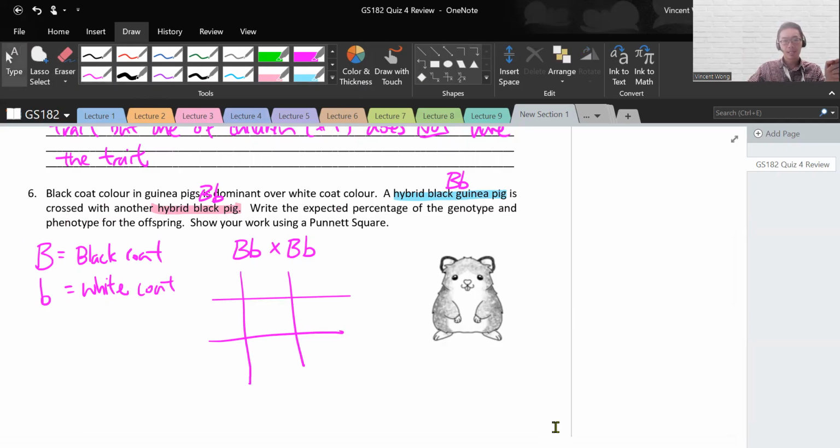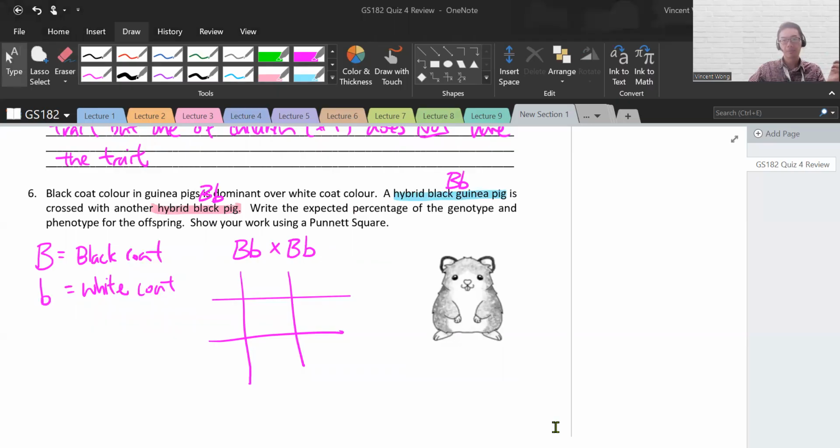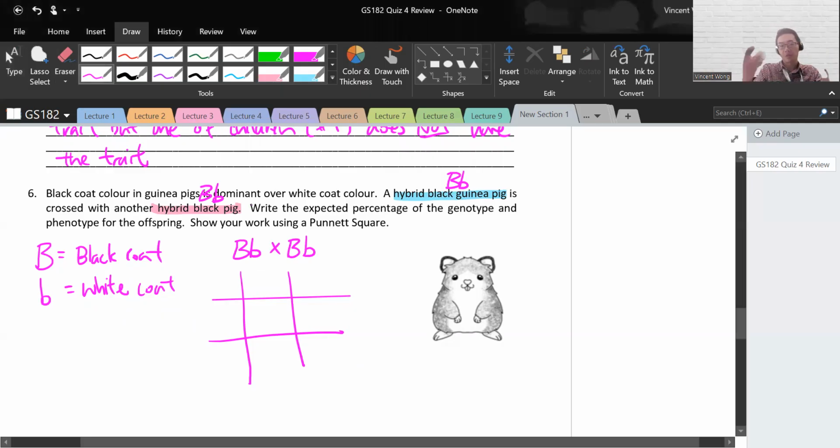So what happens is when the guinea pig basically produce the gametes, right? These alleles will separate. So half of the gametes will carry the big B, the other gamete will carry the small b, and similar for the other parent. And so if this sperm fertilizes that egg, we're going to have big B, big B. Similarly here, we're going to have big B, small b, and small b, small b.